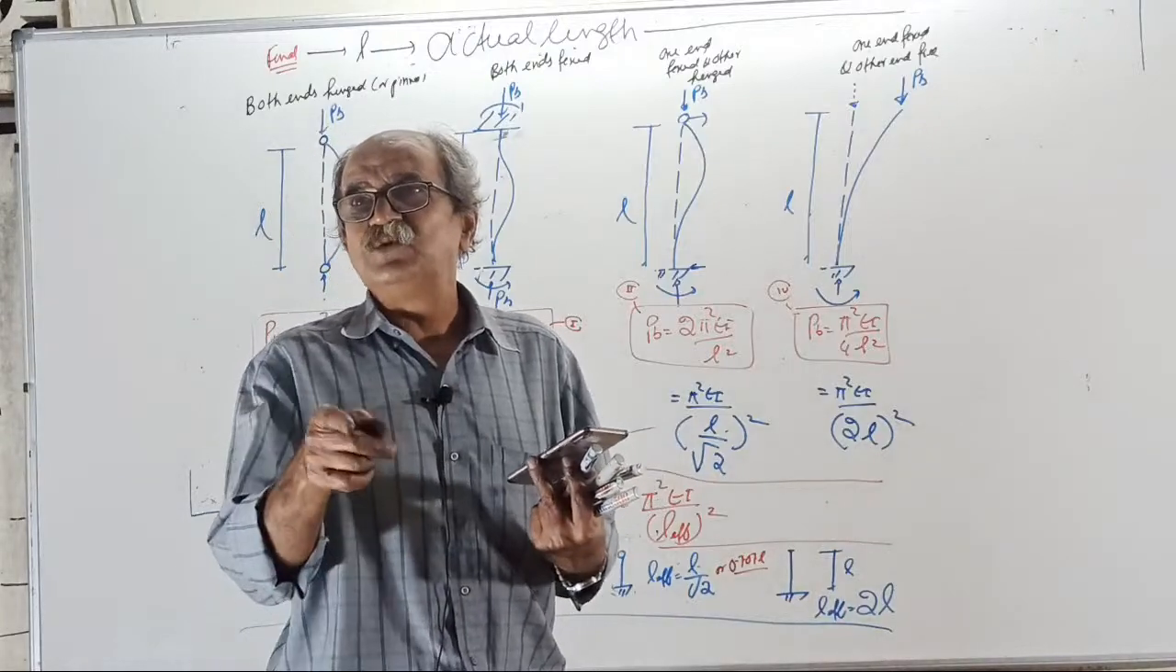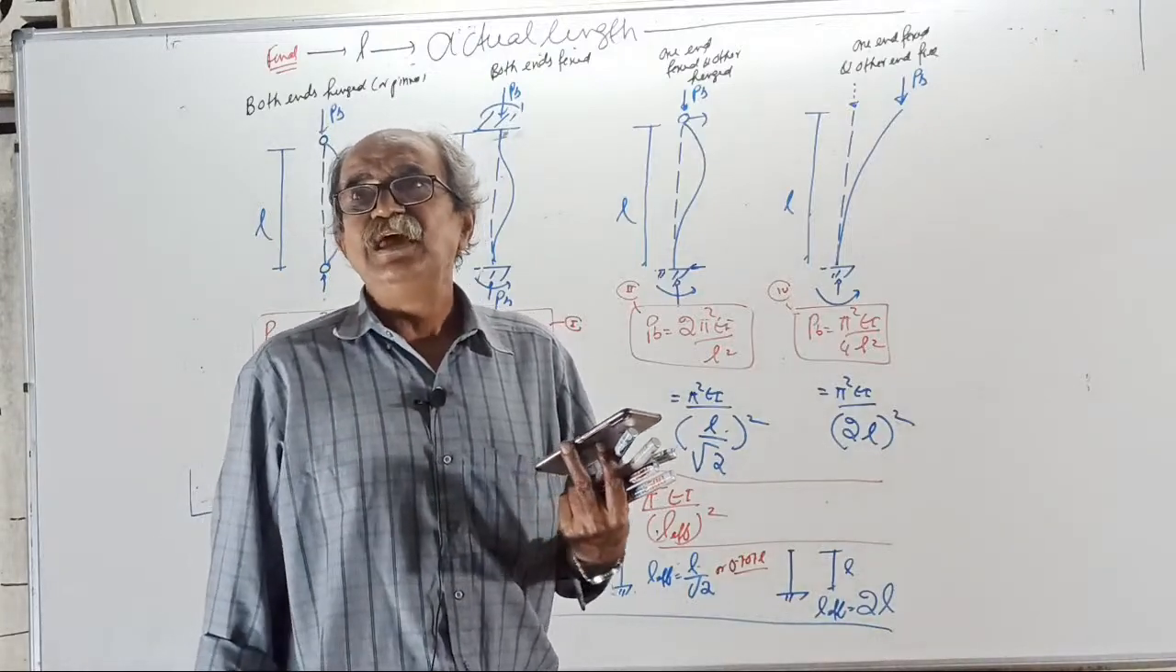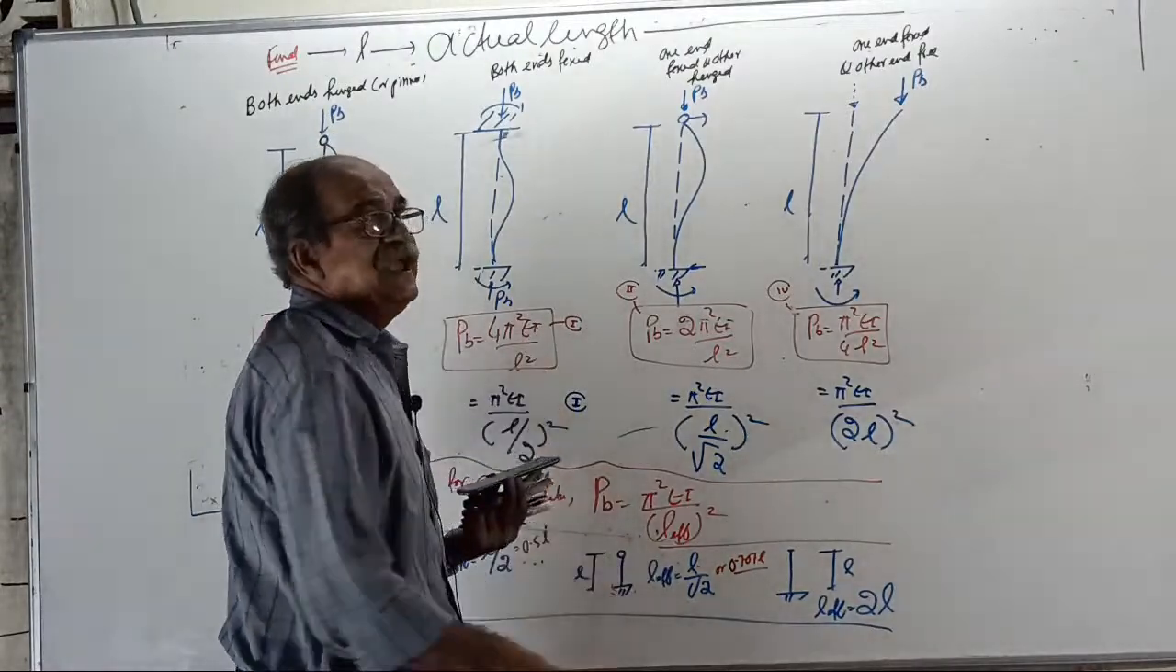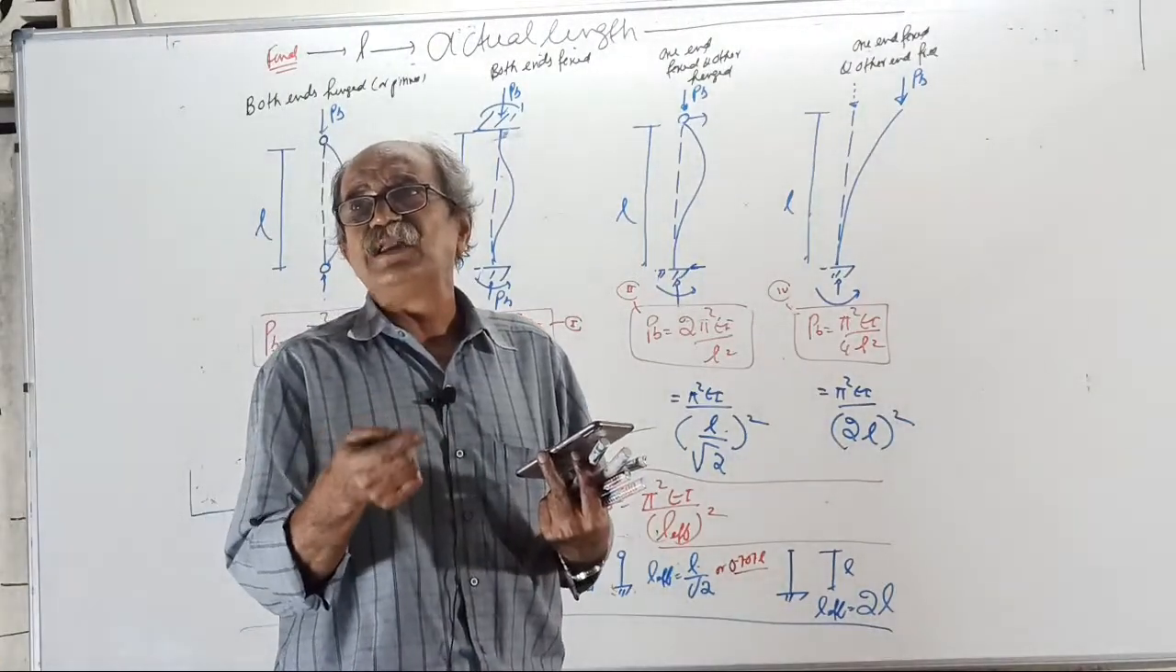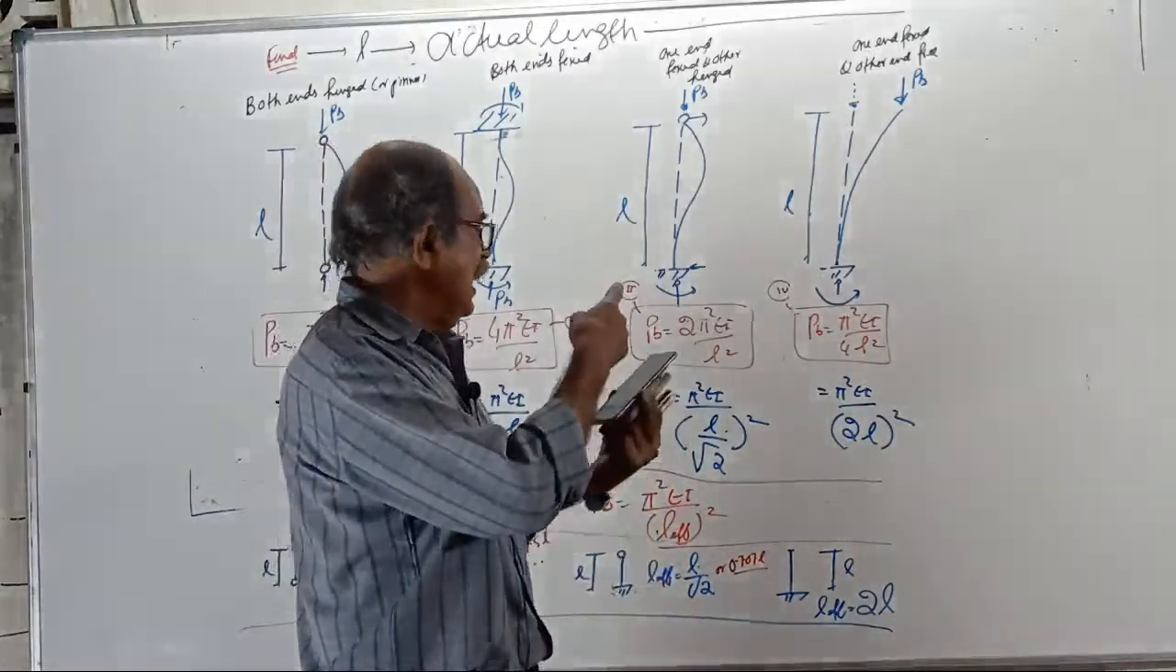See, in the IS code for steel, you get FCC. FCC is pi square E by lambda square. Lambda is what? L effective by r. That all I will tell tomorrow.